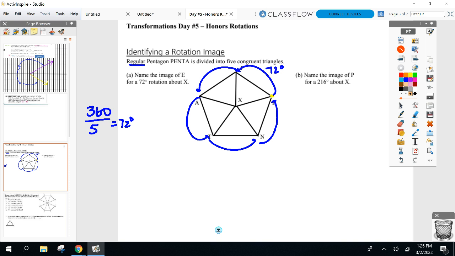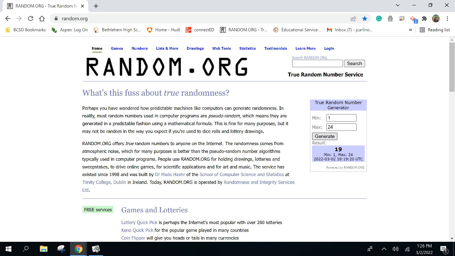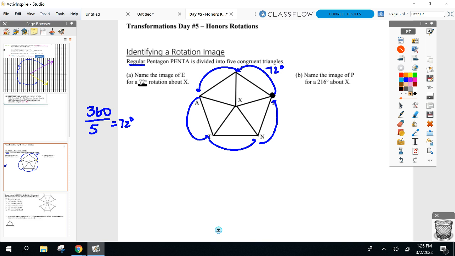So if I start at point E and rotate 72 degrees, and I should have said this at the beginning, this is positive 72, so clockwise or counterclockwise? Counterclockwise, that's the way my arrows are going now. So if I start at point E and go 72 degrees, what vertex do I end up at here? Point P. Yep. So it's not that bad, even if it's not 90, 180, 270.